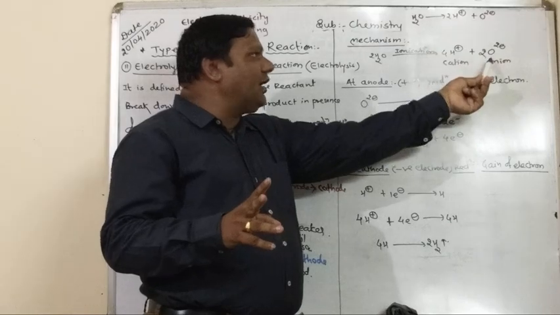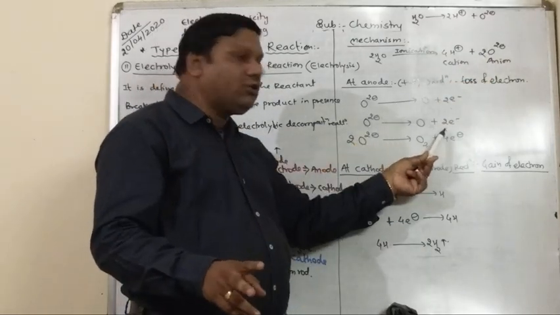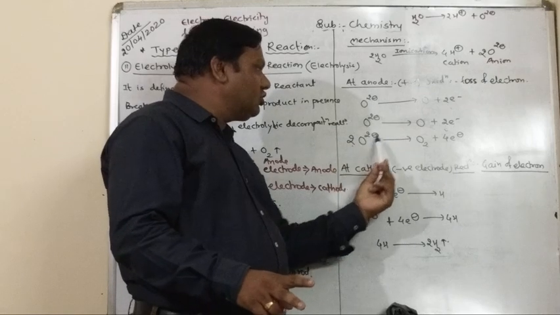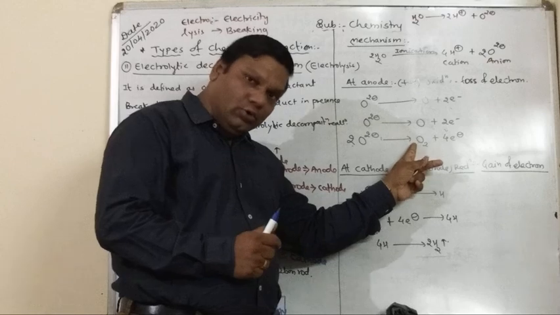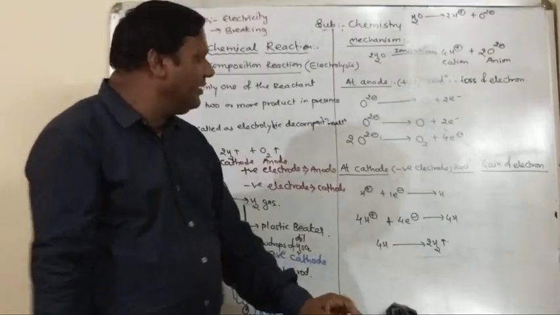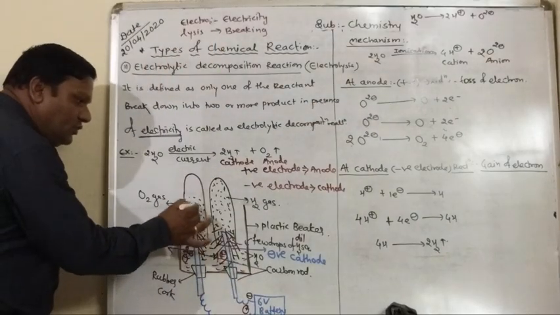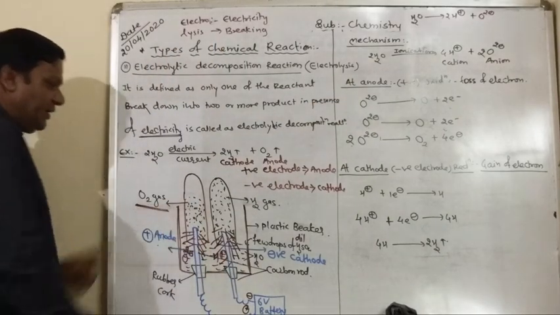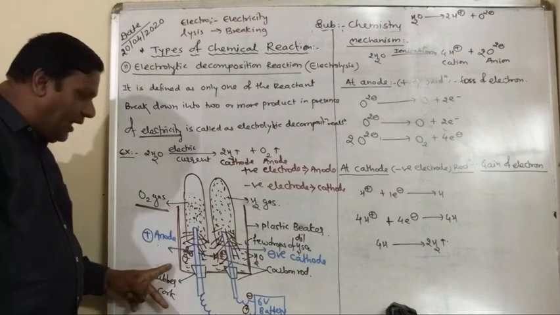How many oxygen do we have? 2. So the other oxygen also loses 2 electrons. So overall, from 2 oxygen 2 minus you will get O2 plus 4 electrons. Any difficulty? So at the anode, which gas is there? It is oxygen gas. Any difficulty? Why is oxygen gas collected at the anode?